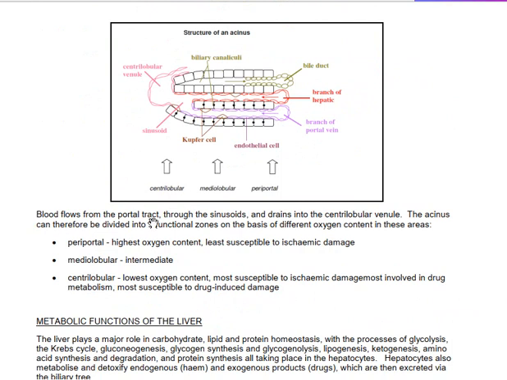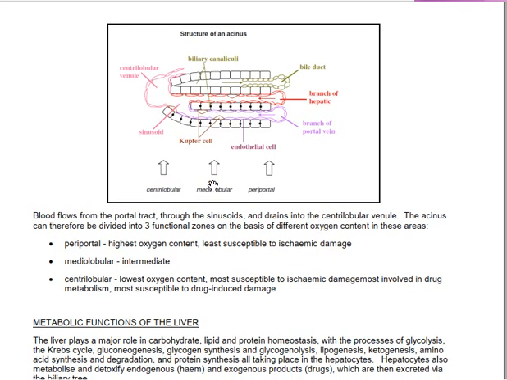Generally, you need to know that there is centrilobular flow. It means that blood comes from the periportal circulation, from the portal triad. Is it clear? The portal triad is made up of the bile duct, the hepatic artery, and the hepatic portal vein. This blood is coming from the hepatic portal vein. This blood is coming from the hepatic artery. All of that is going to pass from the periportal part of the acinus to the mediolobular part of the acinus to the centrilobular part of the acinus.